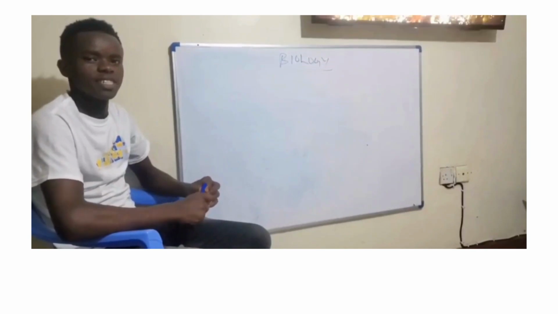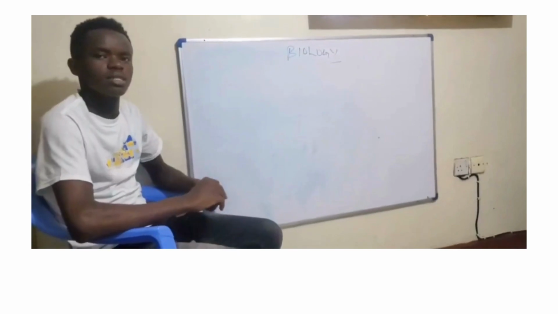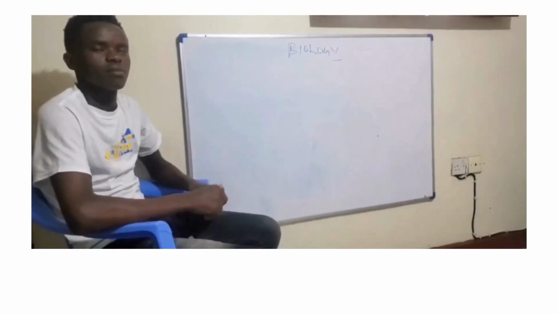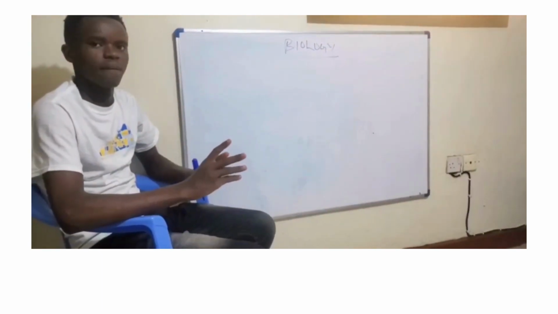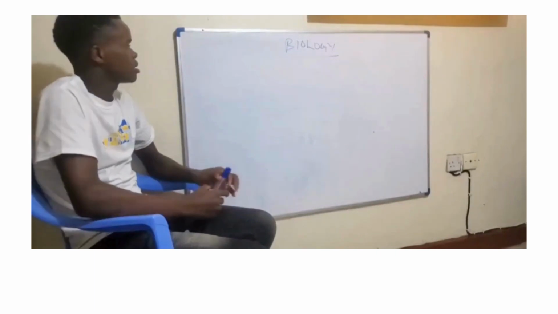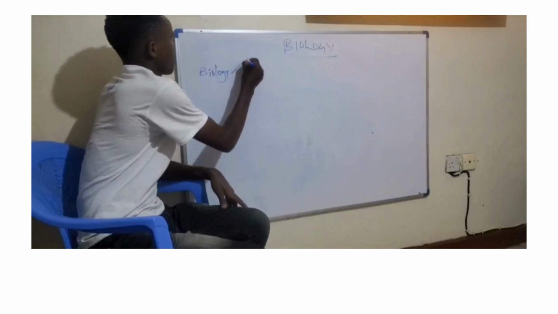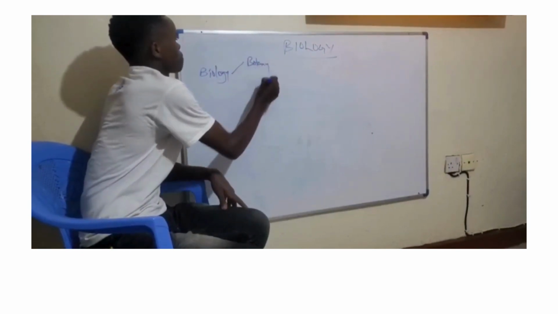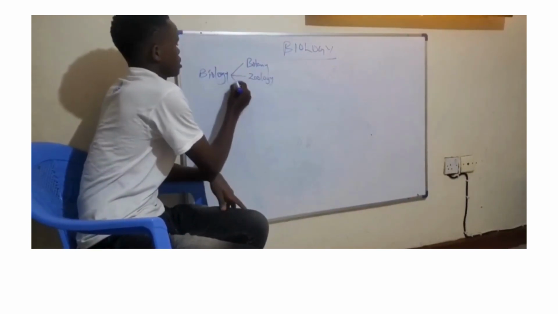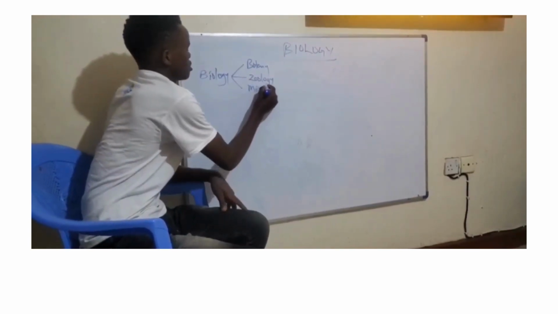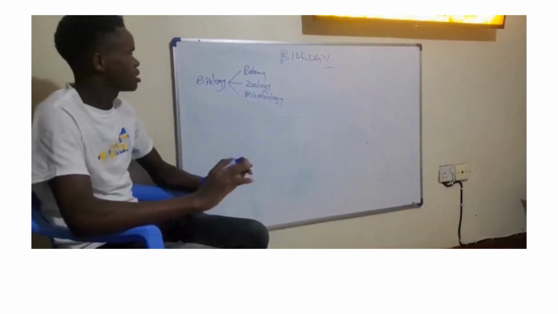Biology is broadly classified into 3 branches. That is botany, zoology, and microbiology. But the main ones are botany and zoology. Microbiology, in some books, you get it classified as a part of the main branches of biology. So from biology you get botany, zoology, and microbiology. Those are the 3 main branches of biology.